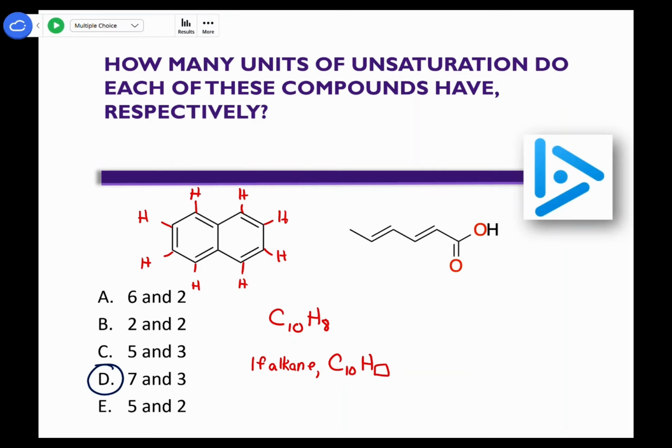So let's see how we can do that. There are 2 ways to determine this. First is simply to circle all the units of unsaturation. Circling the double bonds is nice and easy. 1, 2, 3, 4, 5. But then we have 2 rings. 6, 7. So that's how we get 7.